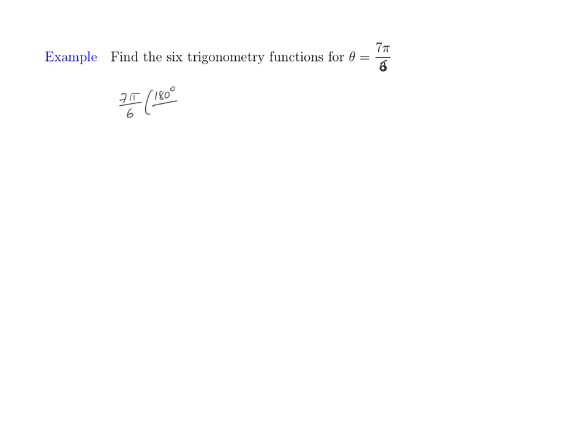All right, so if you want to change 7 pi over 6 to degrees, remember you're going to multiply by 180 over pi. The pi's cancel. This is equal to 6 times 30. So the 6 cancels, so you end there with 210 degrees. And remember 210 degrees, this is in the third quadrant.